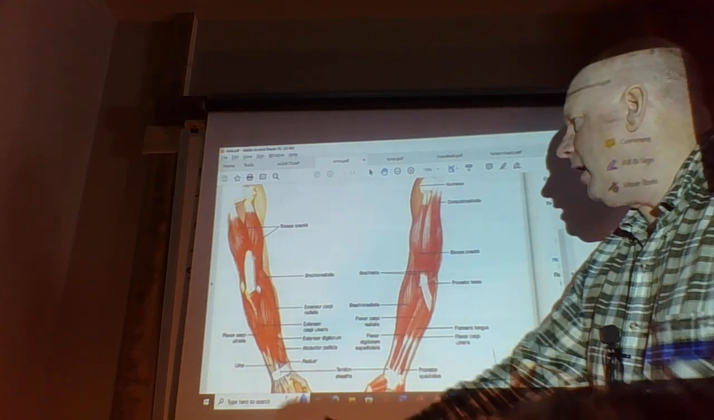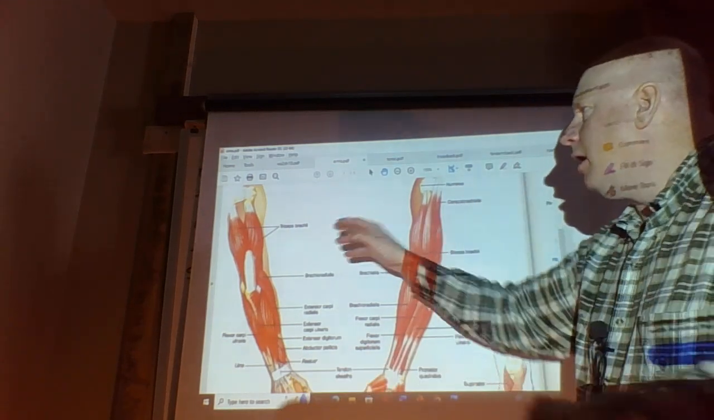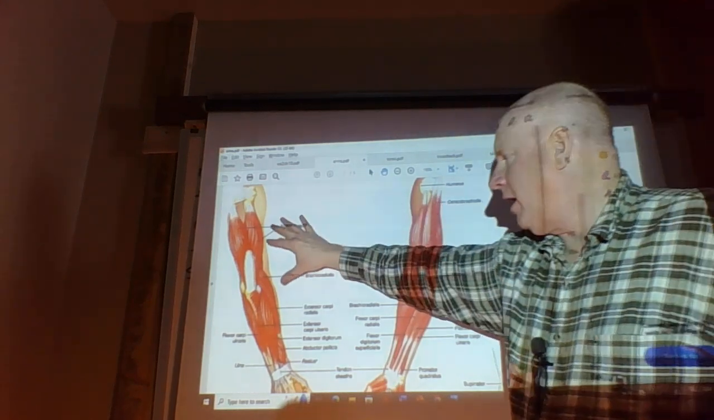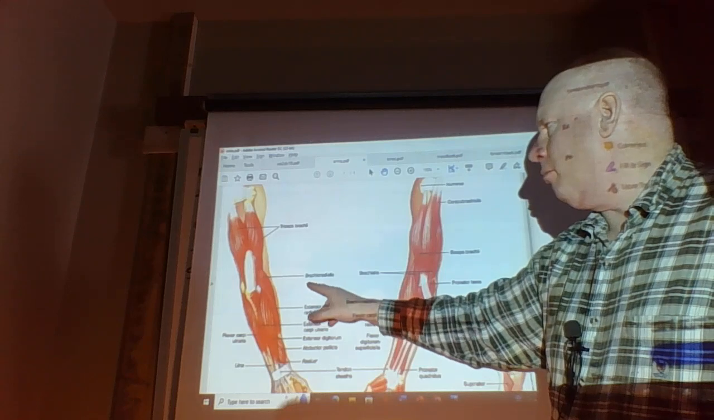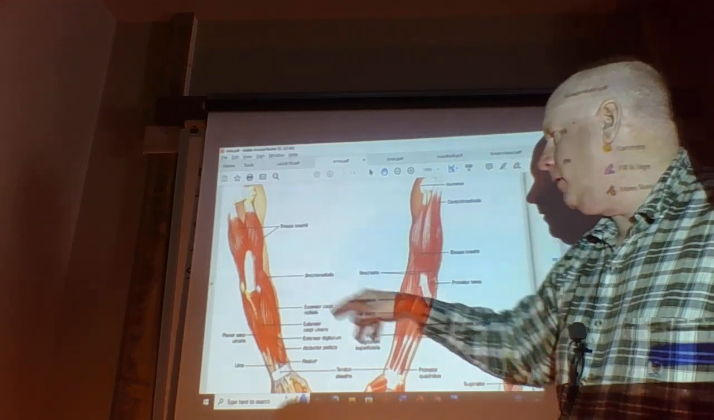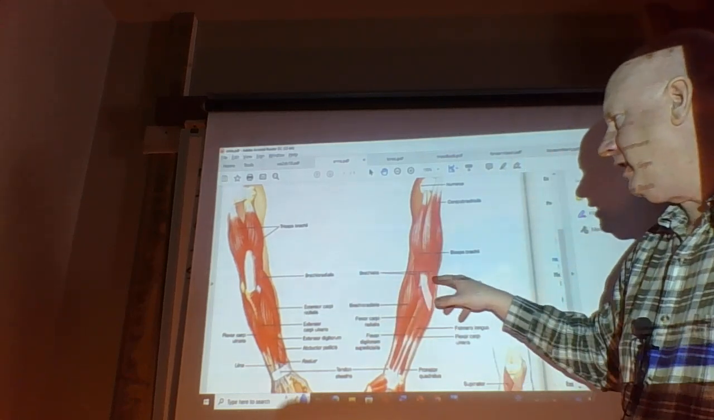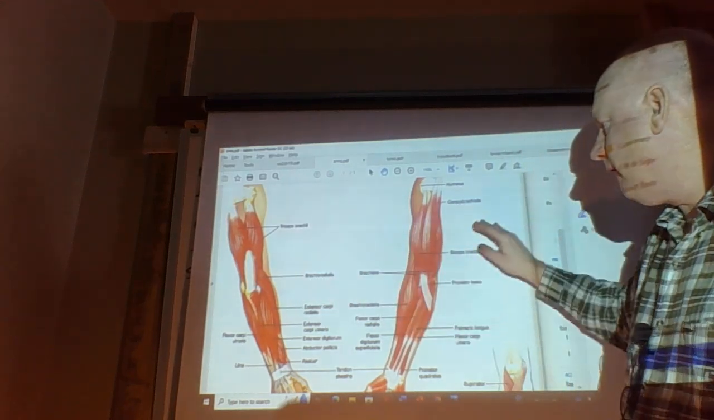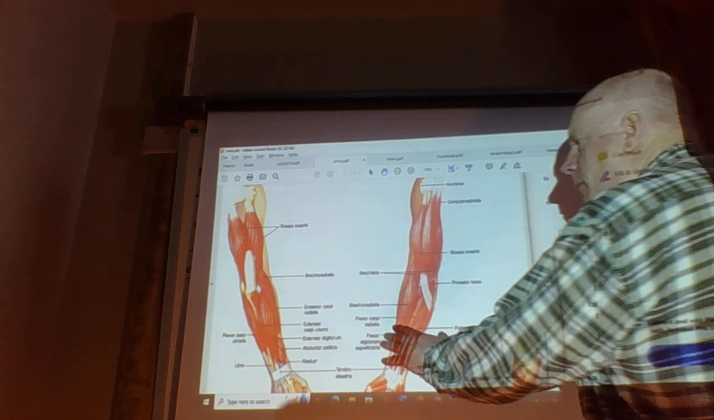Okay, the biceps, of course, flex the arm. The triceps then extend it. So here you see an anterior view and a posterior view. The brachioradialis, we want you to know. Okay, and also the brachialis. Okay, so 1, 2, 3, 4.